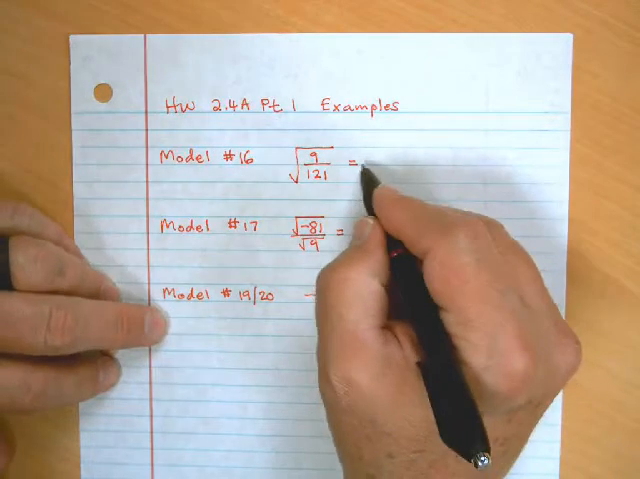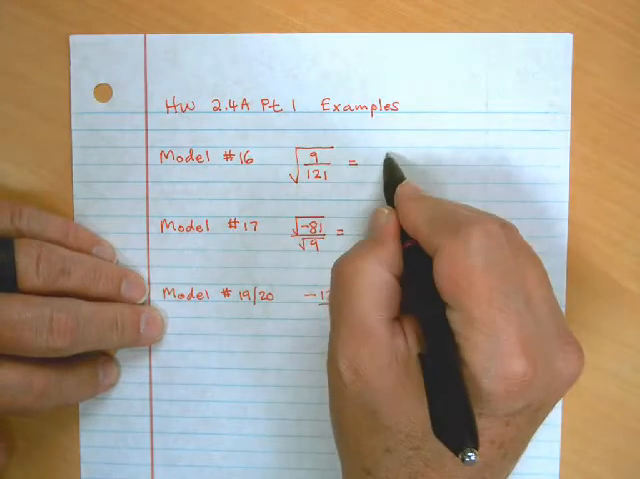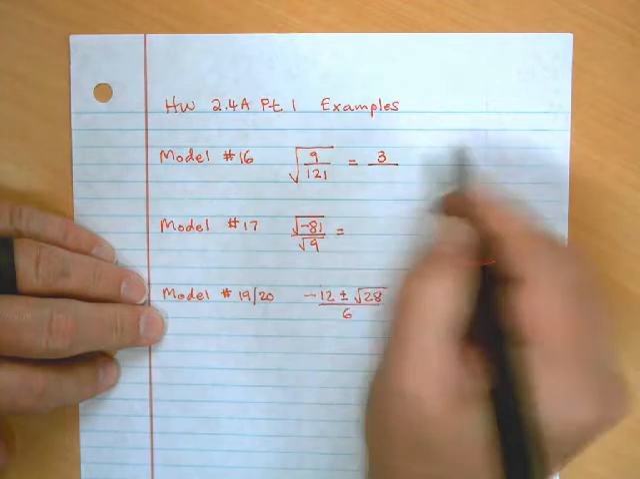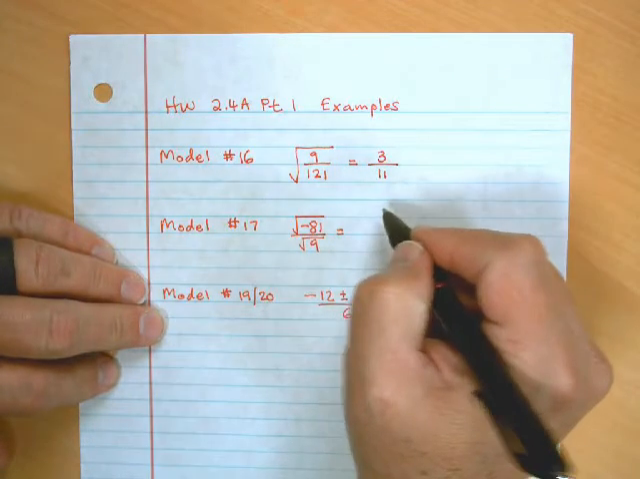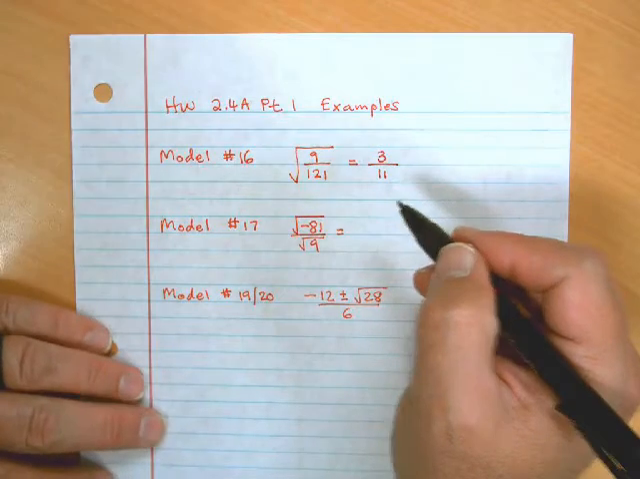Okay, so what you have here is number 16, the square root of 9 over 121. Well, you just simply treat that separately. Square root of 9 is 3, 3 times 3 is 9, and the square root of the bottom is 11. So that's a very easy problem. You just have to know what's happening here.